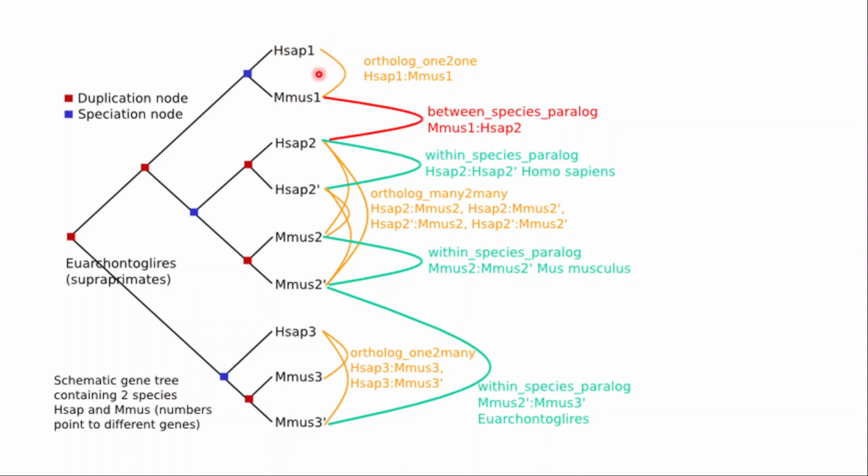so HSAP is humans, MMUS is mouse. So we can see humans and mouse comparison is an ortholog. Between species, ortholog; within species, paralog is what we were mostly referring to. These blue ones, within human and human, we have two different genes. Orthologs again with human and mouse, and within species paralog within mouse and mouse. So this is a complex example showing the difference between an ortholog and a paralog, and Ajay has answered correctly. Very good.